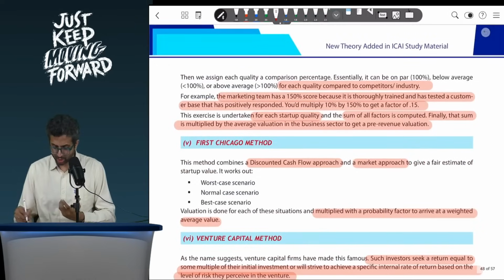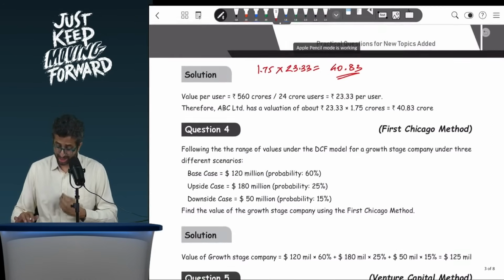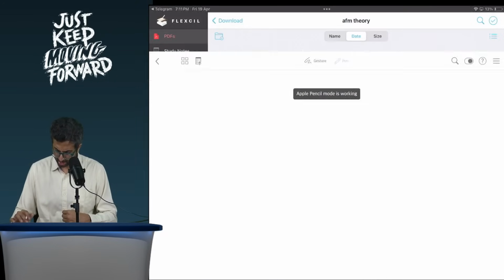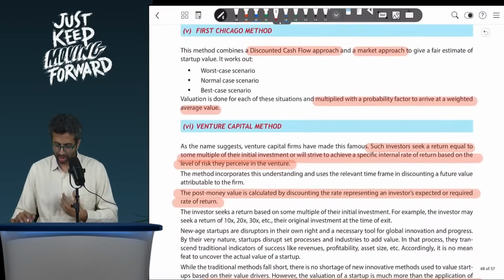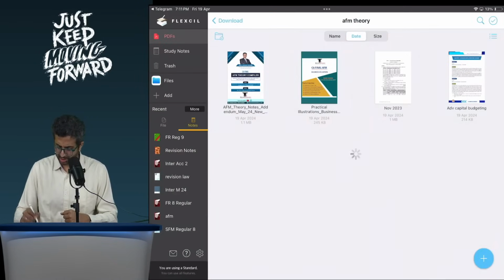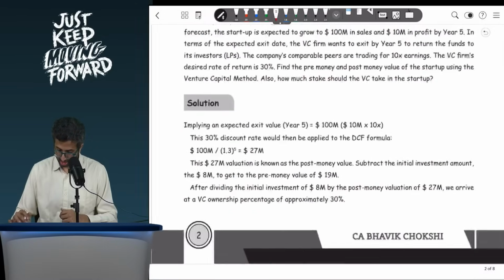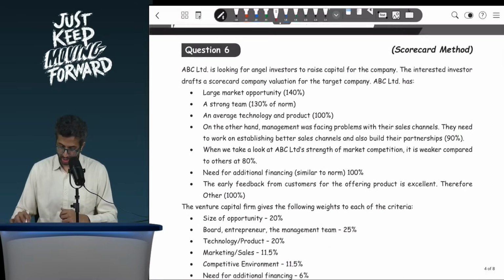The best way to do this, again there is some theory over here, is to understand this with the numerical, which I would say is slightly more important. I don't know, did we miss the first Chicago method by any chance? Okay, first Chicago method is after this, no problem. So we'll first do the scorecard method. I think this is question number 3, 4, 5. Okay, question 6.